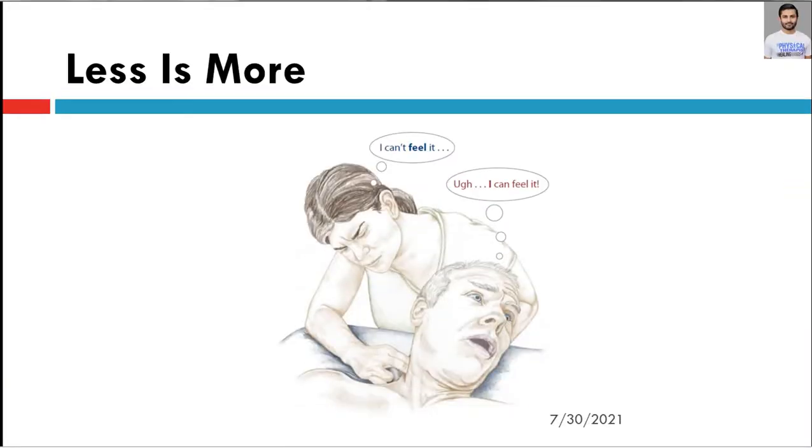Less is more. Sometimes you don't have to jump over the tissue and press it with the entire force of your hand. You can, again, I must say, palpate things very gently.